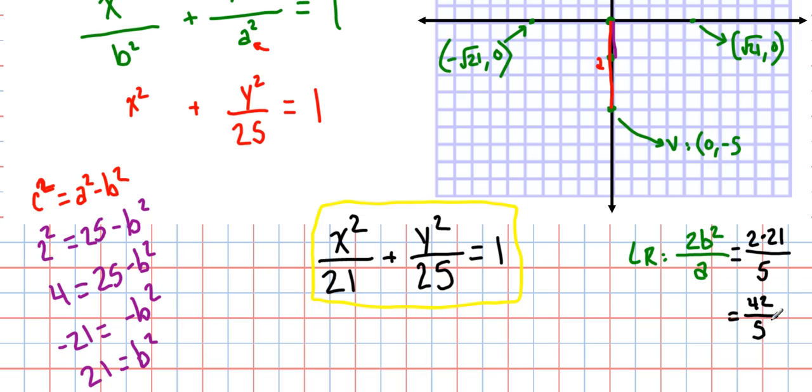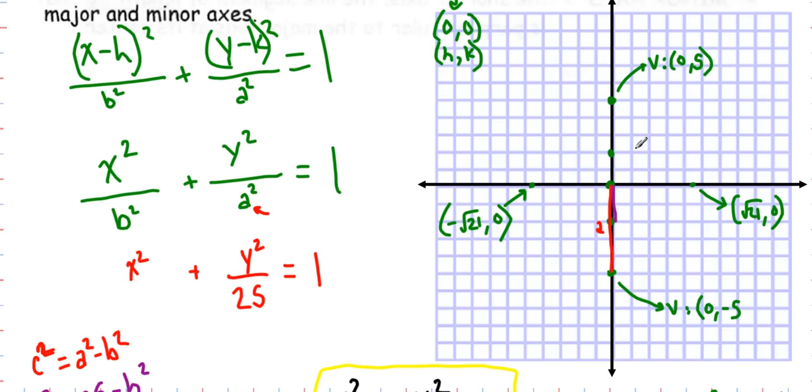5 goes into 42 8 times, 2 left over. So our LR is 8 2/5 long. So from our focus, remember it's perpendicular to our major axis, we're going to go 8 2/5 long. But the center of our LR is at the focus, so we're actually going to go half of that, 4 1/5, in each direction. That gives us 2 more points on our ellipse. If we do that to our other focus, then we've got 2 more points. They act as guides as to what our ellipse is going to look like.